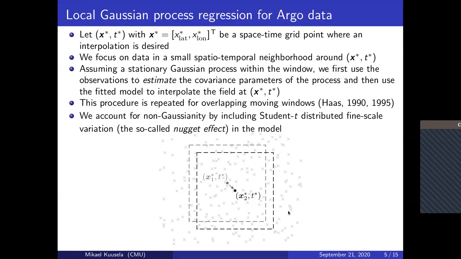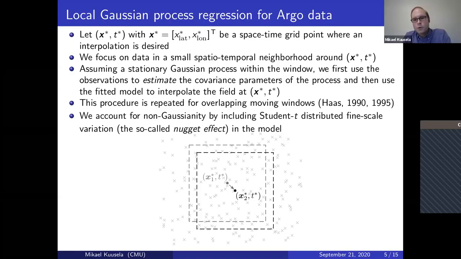I have a question, Mikael. Does your method just quantify the uncertainty of the interpolation method, or does it also consider the observational measurement uncertainty that Anna was talking about before?